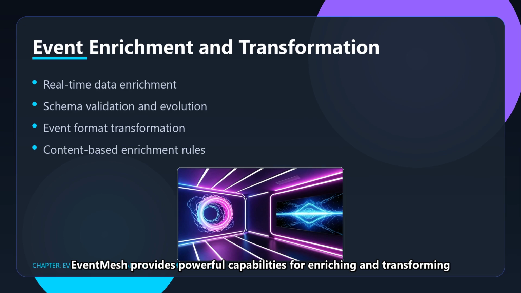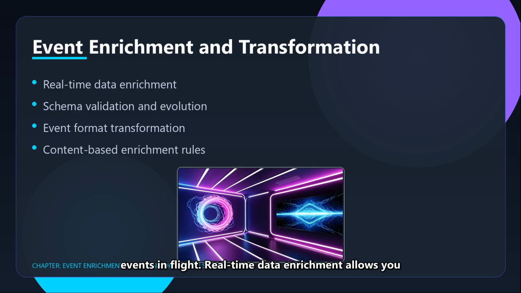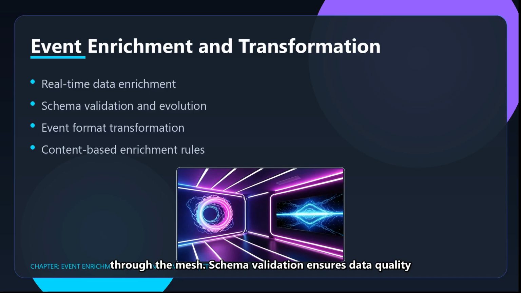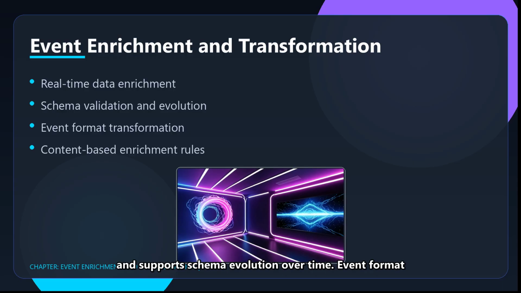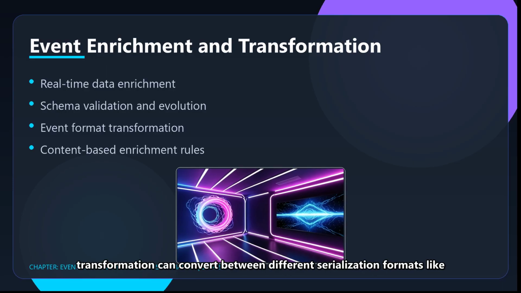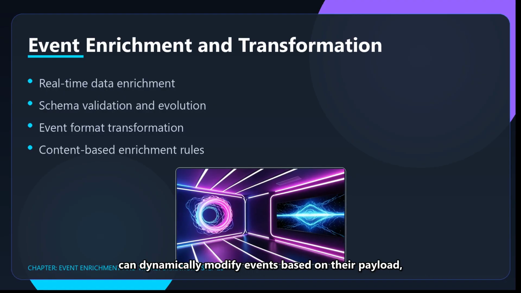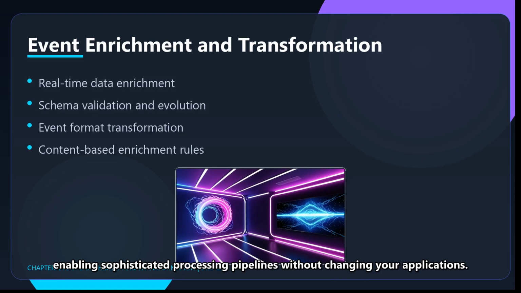EventMesh provides powerful capabilities for enriching and transforming events in flight. Real-time data enrichment allows you to add context or metadata as events pass through the mesh. Schema validation ensures data quality and supports schema evolution over time. Event format transformation can convert between different serialization formats like JSON, Avro, or protocol buffers. Content-based enrichment rules can dynamically modify events based on their payload, enabling sophisticated processing pipelines without changing your applications.